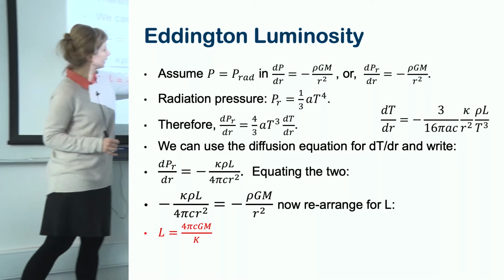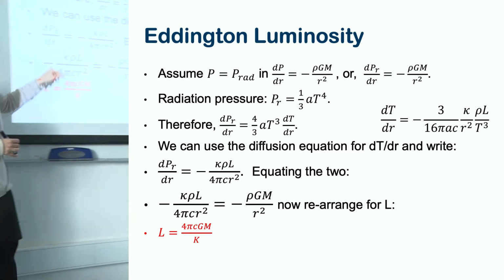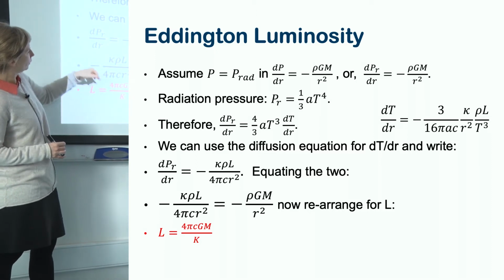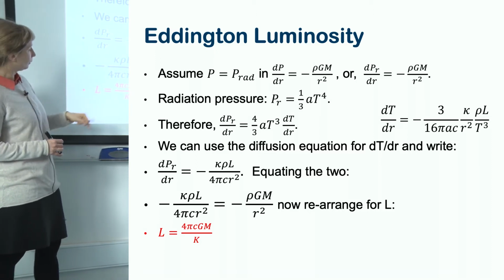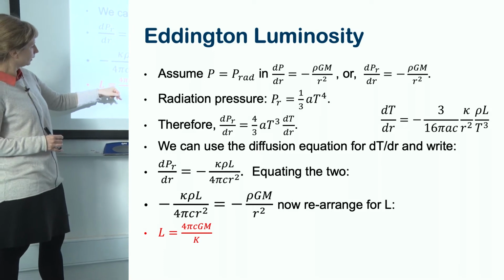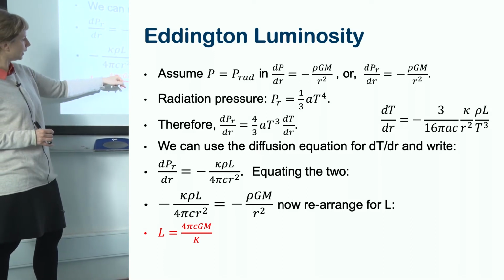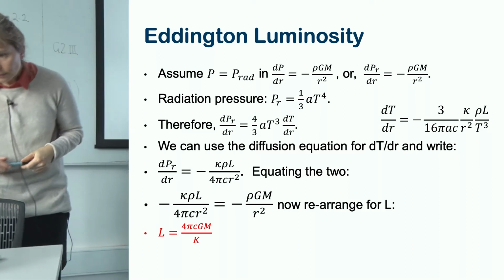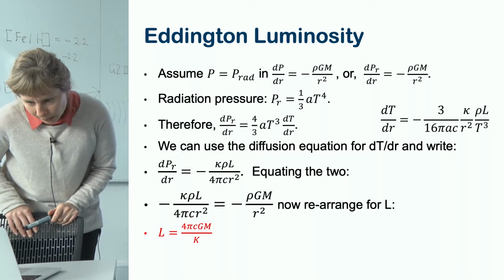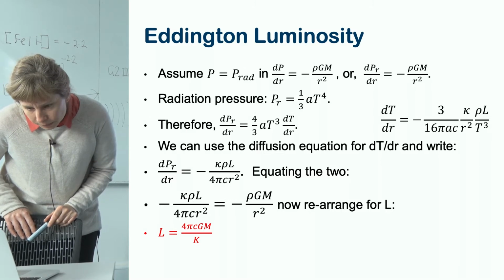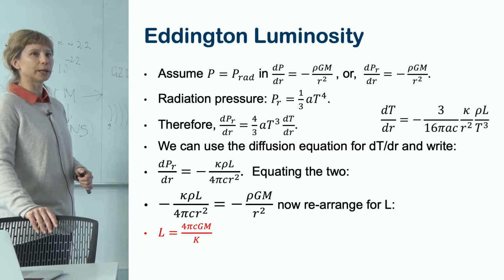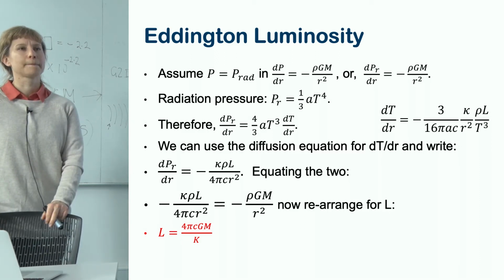Remember, this is our hydrostatic support. This is our expression from here, and we can rearrange for the luminosity, and we get this term here. So this is 4 pi times the speed of light, GM over kappa. I think that should be a lower case kappa. Yep. This is like a limit, like a maximum luminosity.